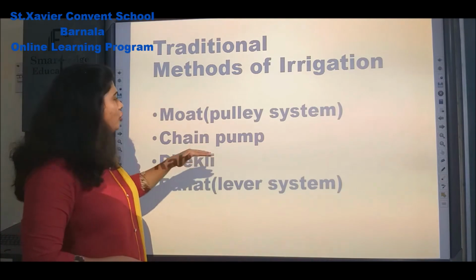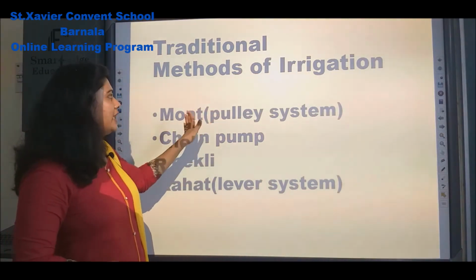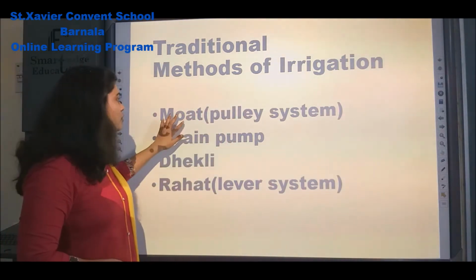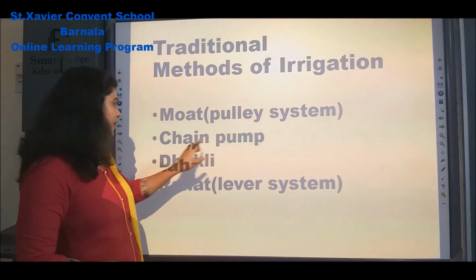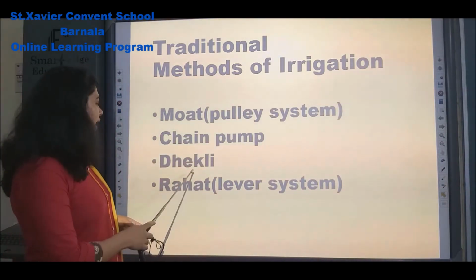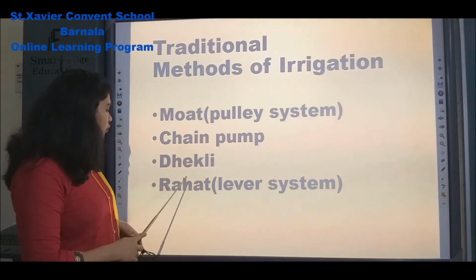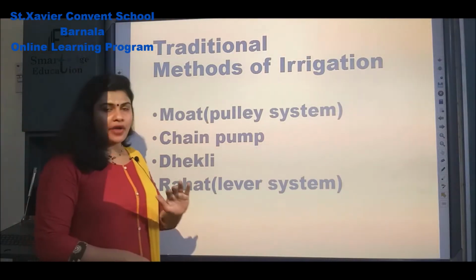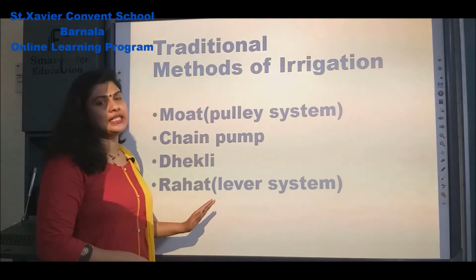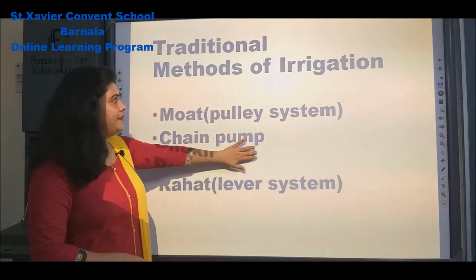Let's have a look at the names we used for those methods of irrigation. First one is mode or pulley system. Next is chain pump, third one is dekli, and fourth one is rahat, the lever system. Now I will show you the pictures of these methods, then you will understand better.